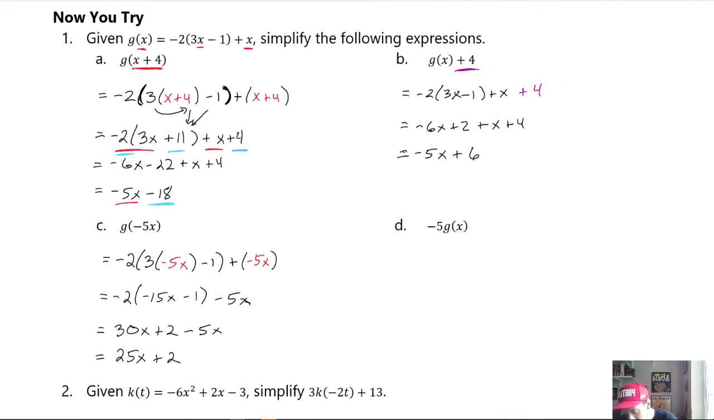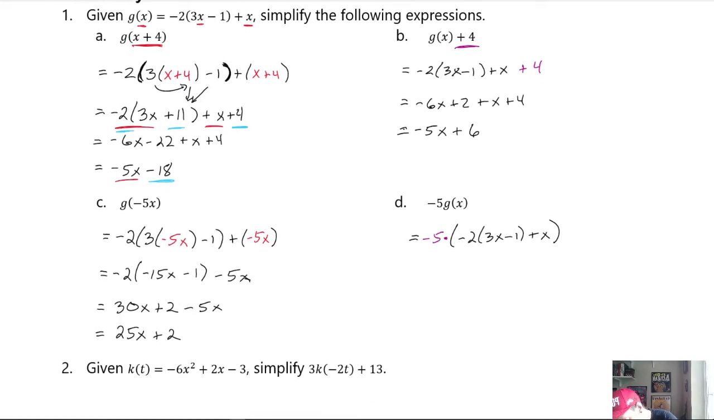All right, part D. In this one, this is a lot more like part B, where we're doing something to the outside of g of x. So I have negative 5 times g of x. I'm going to bring down the negative 5 and go times, and then I'm going to put in g of x. Negative 5 times, and then all of g of x in parentheses, negative 2 times 3x minus 1 in parentheses, and close the parentheses plus x, and then close the parentheses for all of g of x.